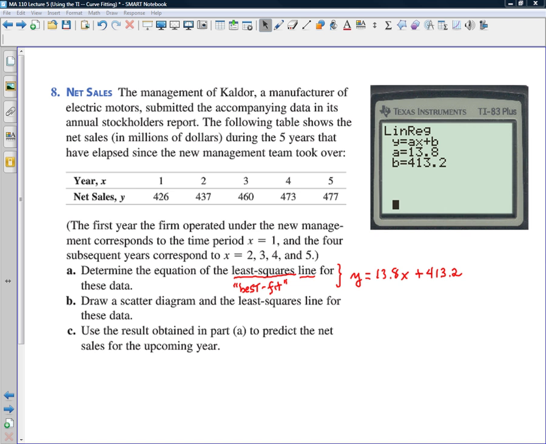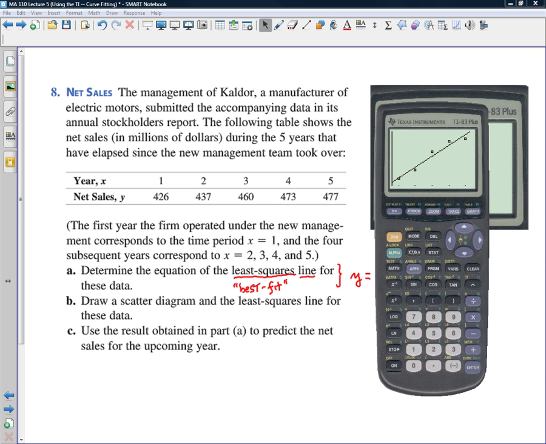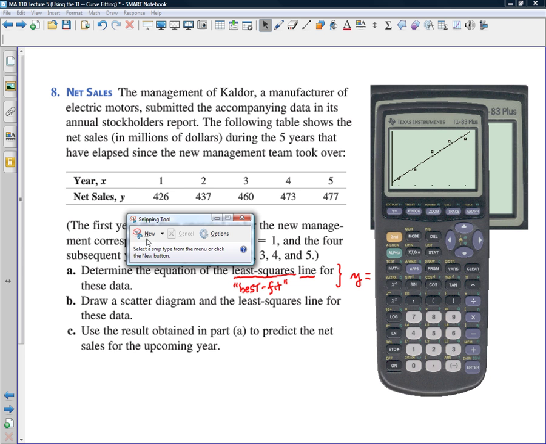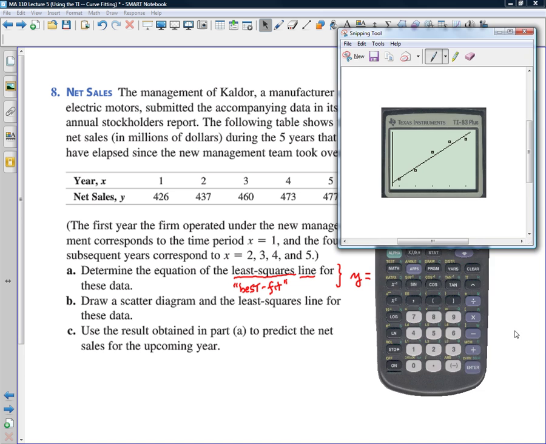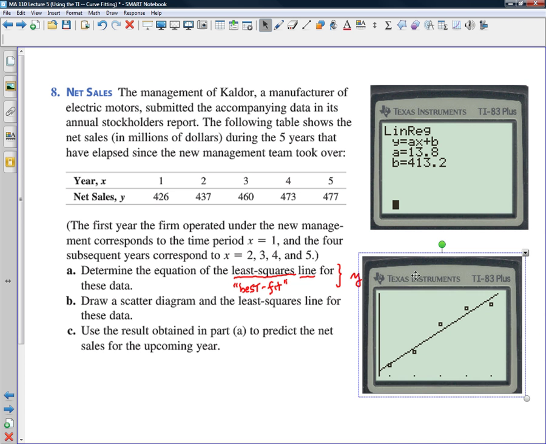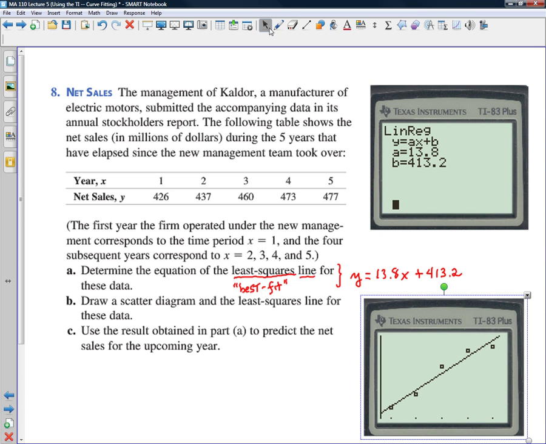It gets a little picky sometimes. Let's try that one last time. This time we're going to get it. All right. And let me paste that down there. And this is B. And the equation of this line, 13.8x plus 413.2, that's a picture of the line right there.